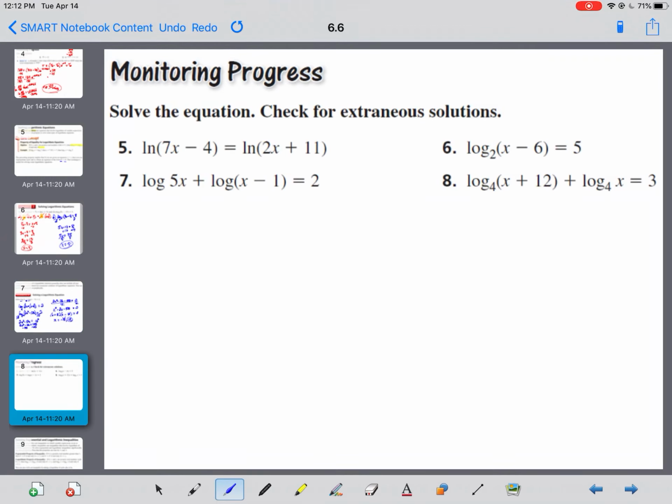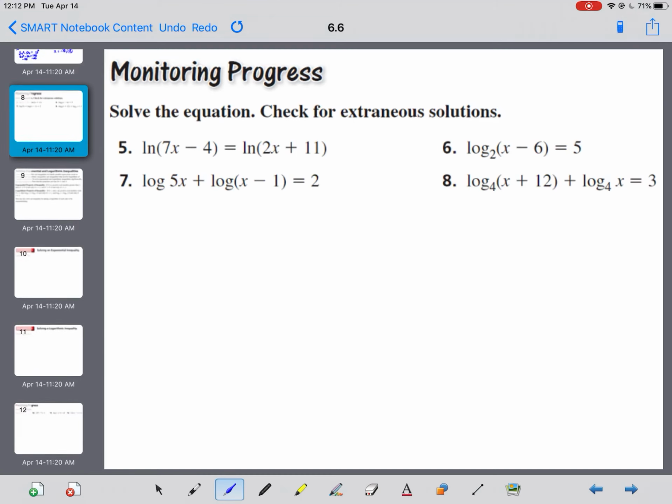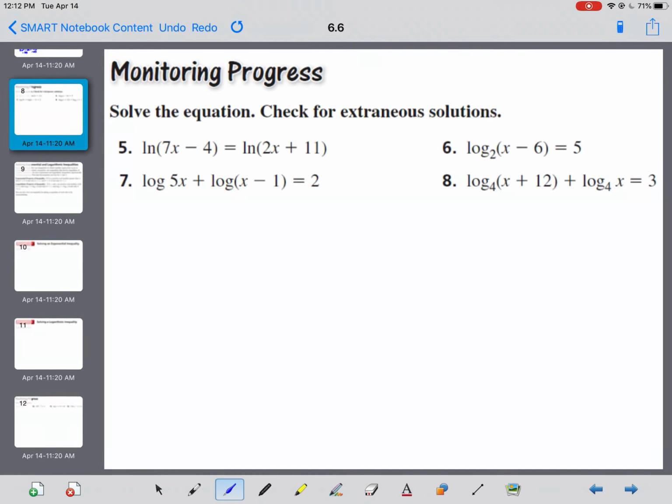So watch for those extraneous solutions. Make sure you check them. Solve the equation. Check for extraneous solutions. They're telling you there might be some in there that don't work. A lot of times it's going to be whenever you get that squared in there, that's going to be your clue that you really should check. So give it a pause, try these, come back.